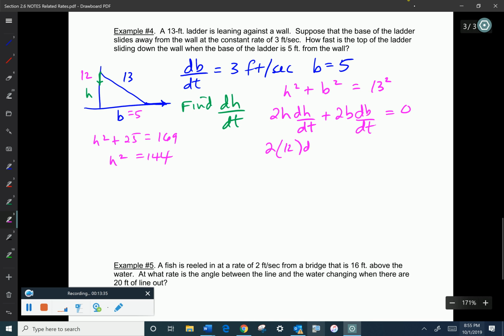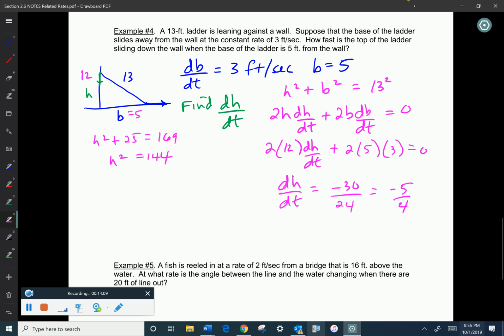dH/dt I don't know, but that's okay, because that's what I want to solve for in a minute. Plus 2 times b, which we know is 5, and dB/dt we were given as 3. Okay, we're on the home stretch. If I want to solve for dH/dt, let's see, this is 30, so I'll subtract that. And then I'm going to have to divide by this 24. So what is that going to be? Negative 5/4. And this was the height, so it would just be feet per second.